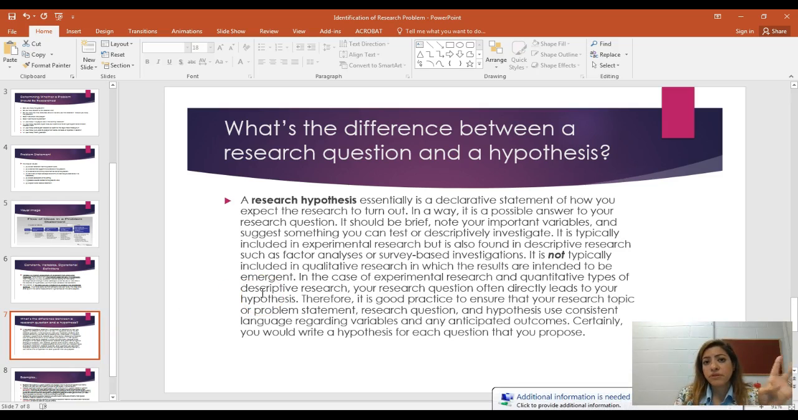The fourth term is hypothesis. What is a research hypothesis? You will not hear this word, research hypothesis, if you are doing a qualitative study. But if you are doing a statistical, survey, or quantitative research, you'll have to put a hypothesis. And the other word for hypothesis is predictions.